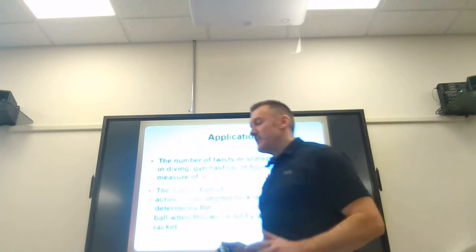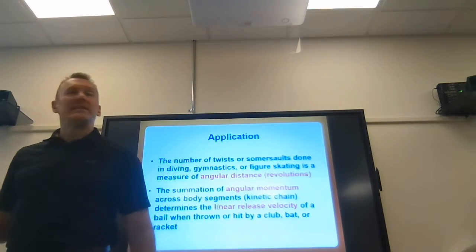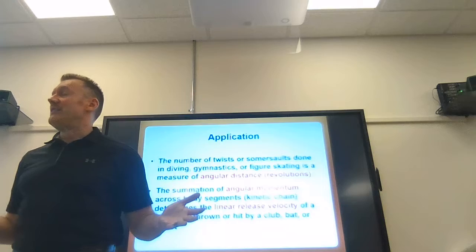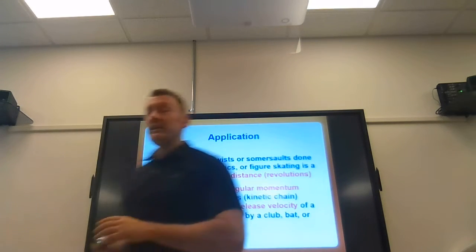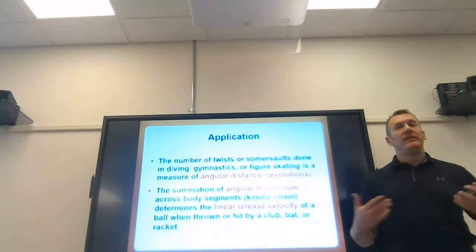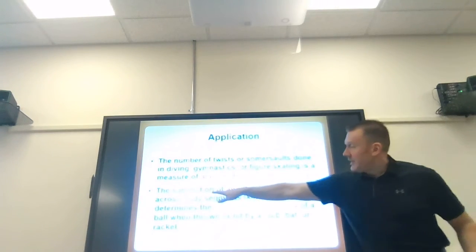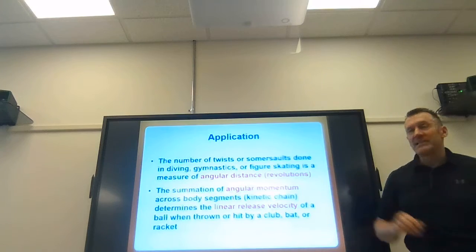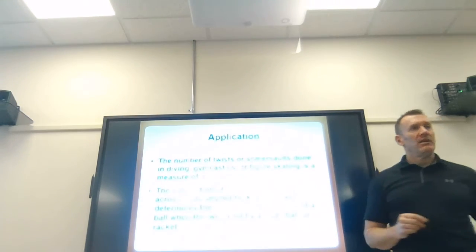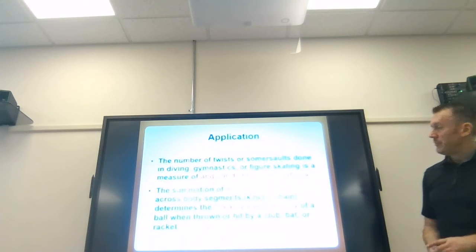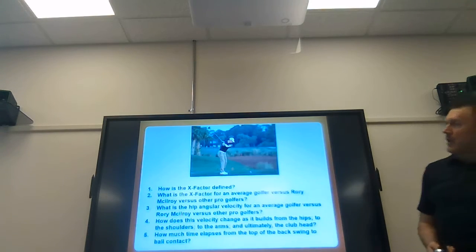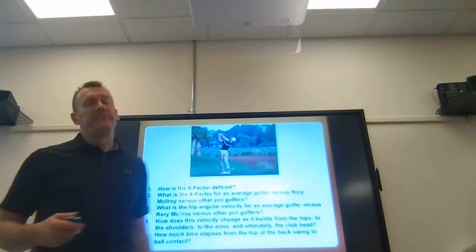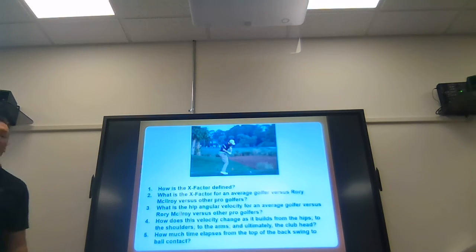So is it always the strongest person that can throw a ball the fastest? No, it's not. It's the person that can effectively use their body, the kinetic chain, if you will, to build angular momentum so that it's maximized at the point of release with the ball or contact with the ball. So this is your first over the weekend. If you look on your assignment, this is the very first one. You'll click on the link that's given there, and then you'll watch the application here for golf.